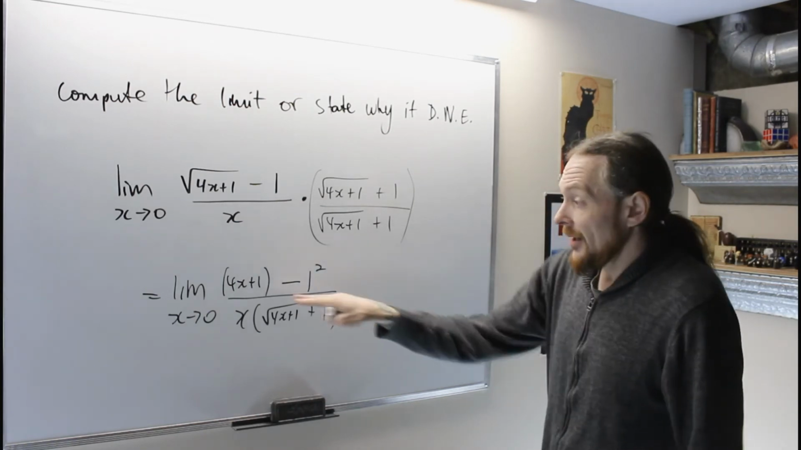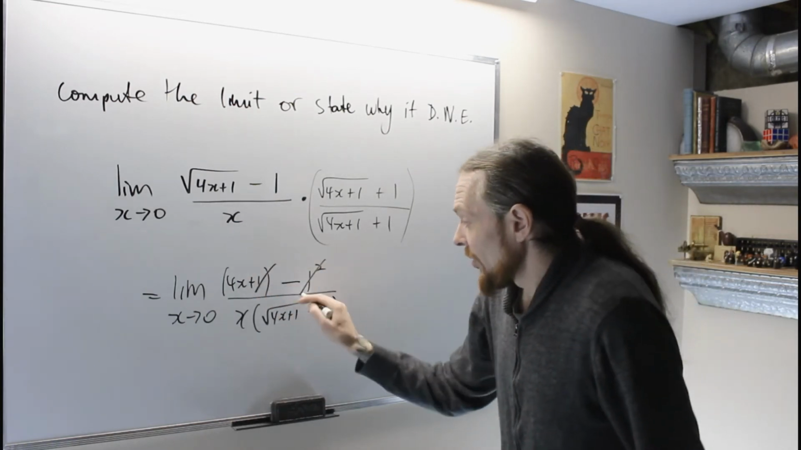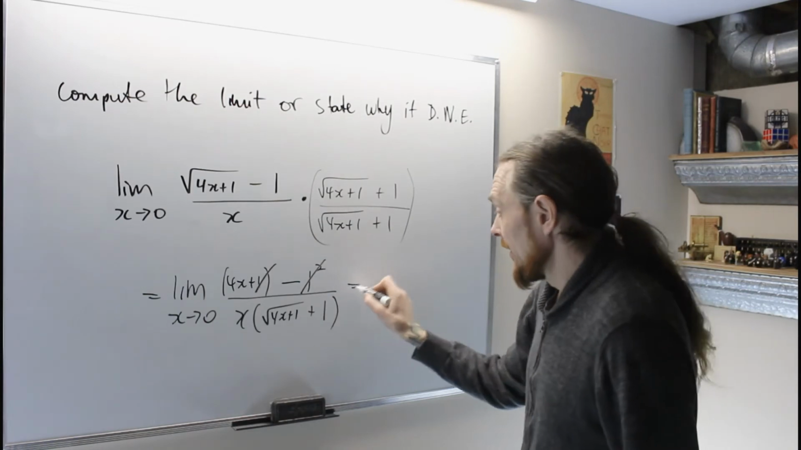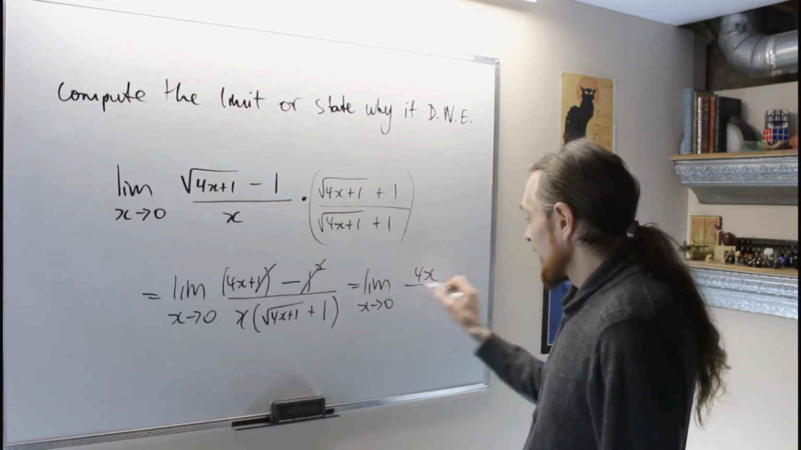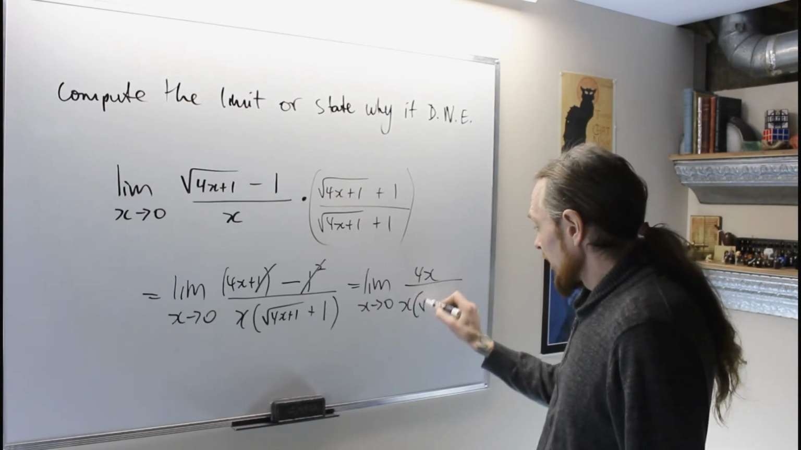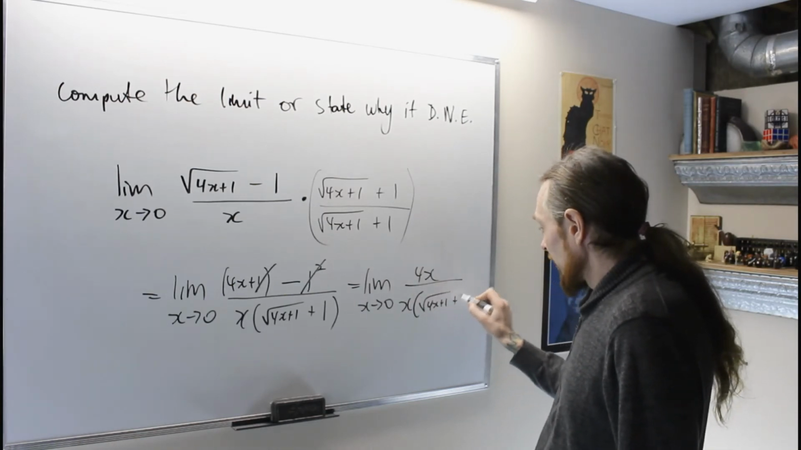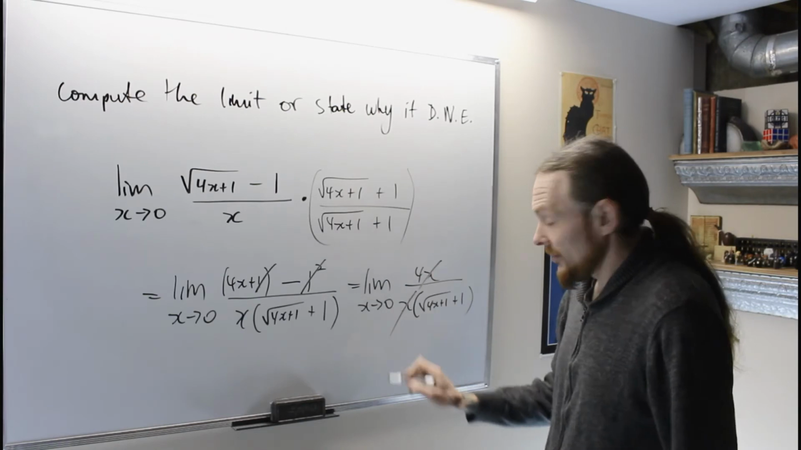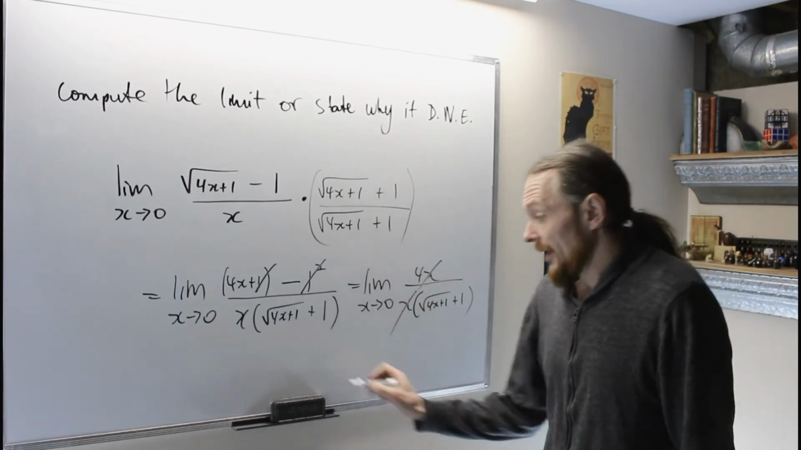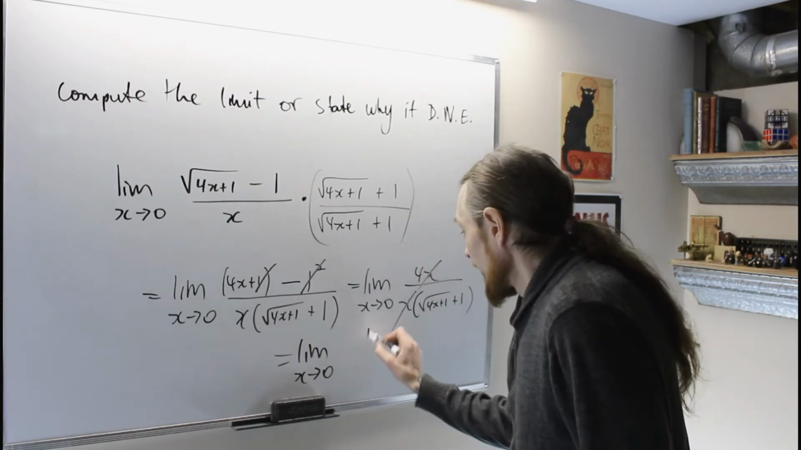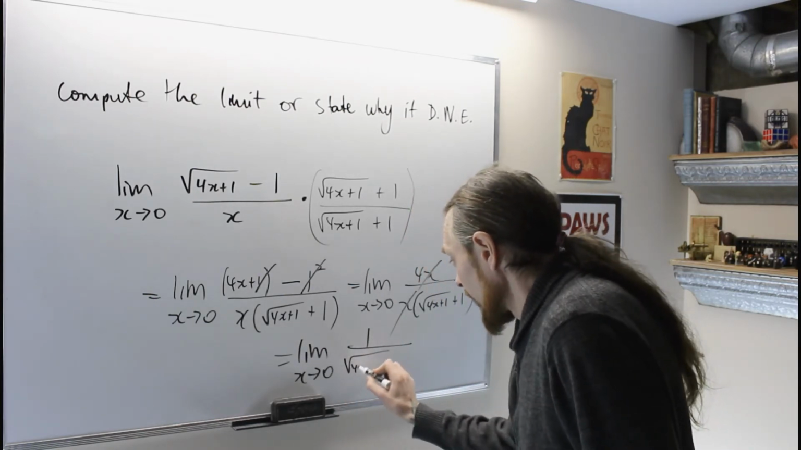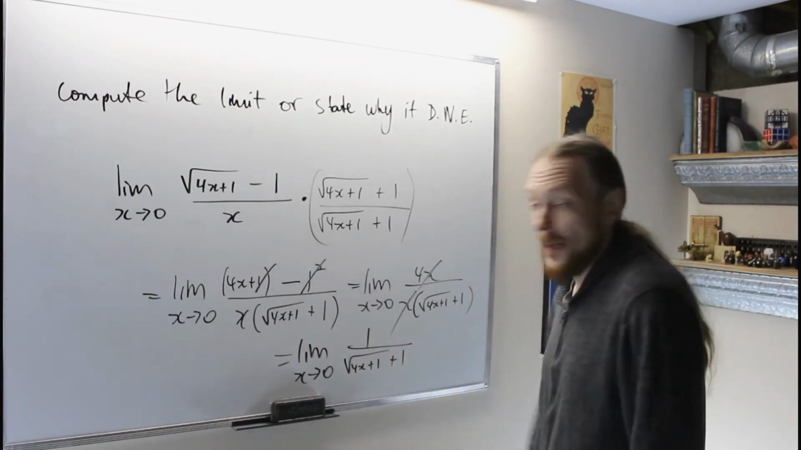Now if you notice, what's going to happen is 1 minus 1 will cancel, and I get the limit as x approaches 0 of 4x over x times the square root of 4x plus 1 plus 1. So those x's can now cancel here, and then I'm going to get the limit as x approaches 0 of 1 over the square root of 4x plus 1 plus 1.